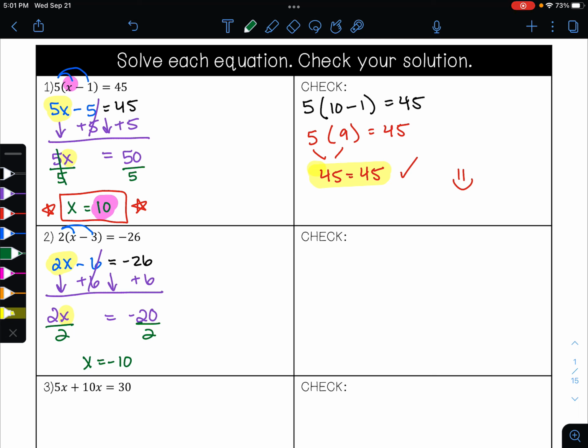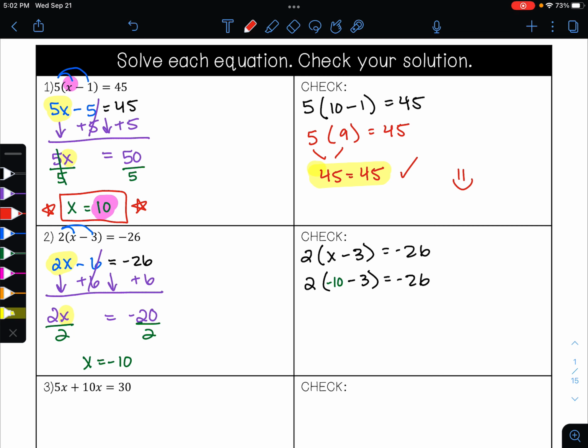So now I'm going to take my answer that I just got here, negative 10, and I'm going to plug that back into my original equation for x. That way I can check to make sure I have the right answer. So in my original problem, we had 2 times x minus 3 equals negative 26. That's the original problem that we just solved. And when we solved it, we found that x was negative 10. So all I've done is just replace this x with negative 10.